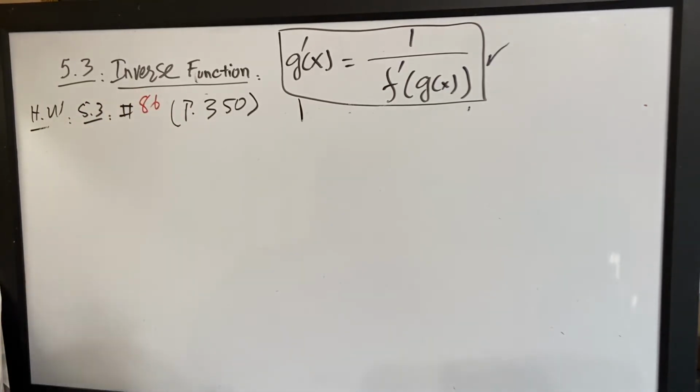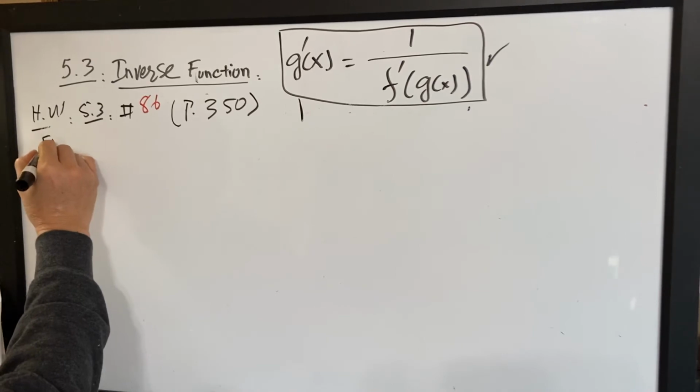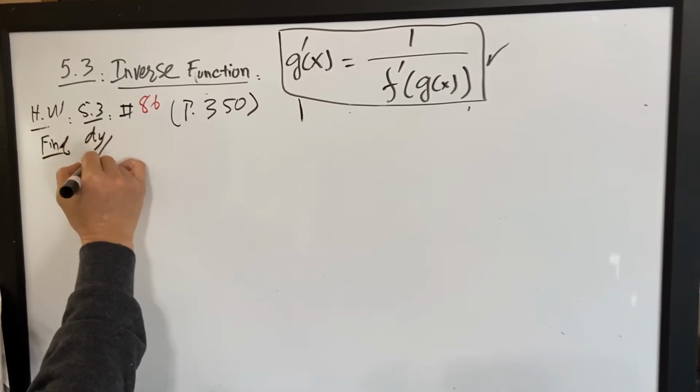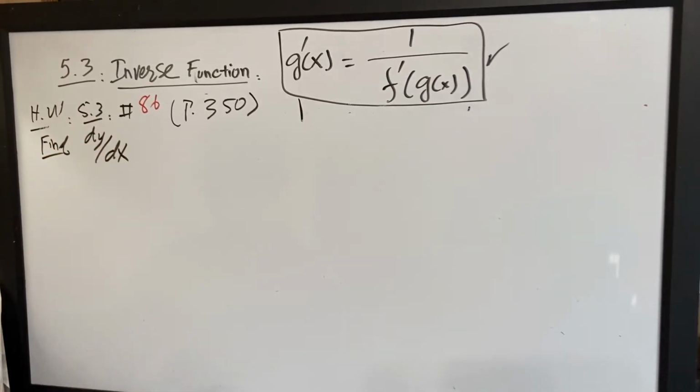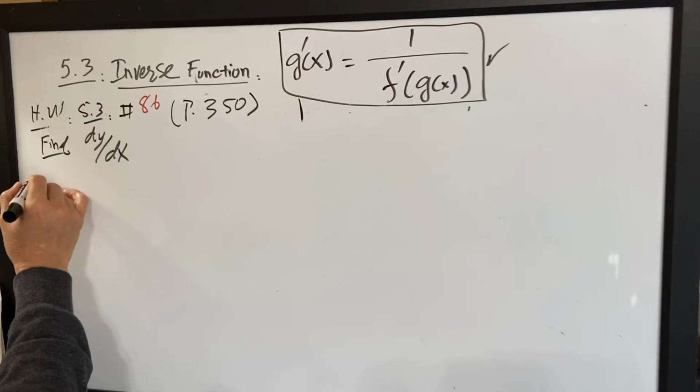All right, here we go. Number 86. What does it ask? What does it require us to do? Number 86 says find dy over dx for the equation given. All right, here we go. Number 86.